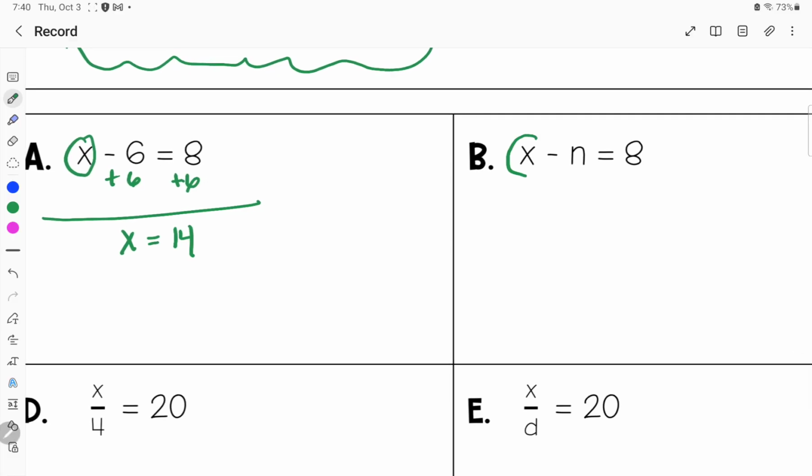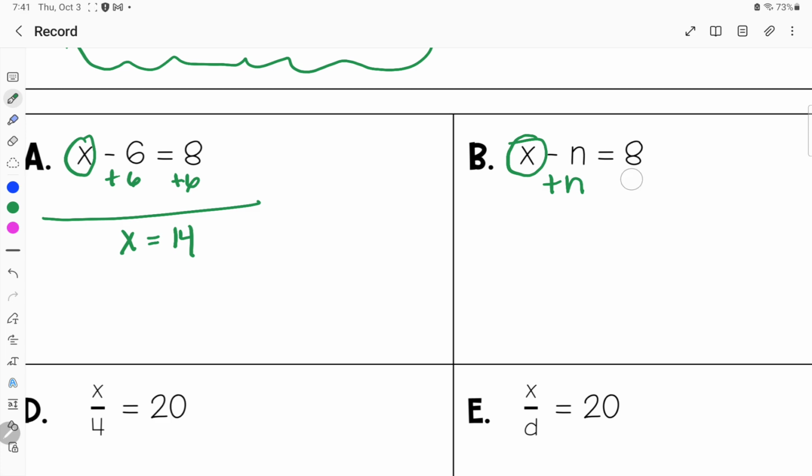So I still only want x alone. Well, the thing that's on the same side as x is this subtraction of n. So before it was subtracting 6. So to get rid of subtracting 6, we added 6. So we're going to do the same thing, but we're going to add n. That will still zero it out because whatever this is now is canceled. And I'm going to add n to this side.